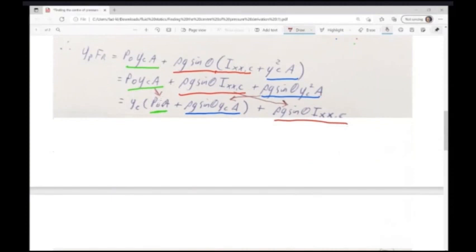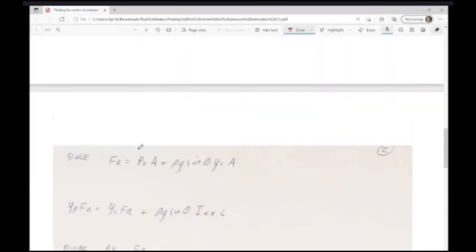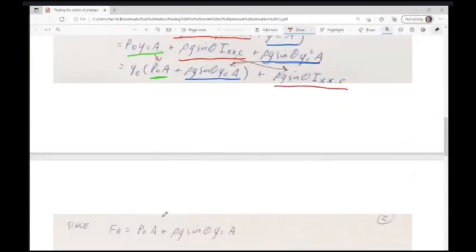Now this here, P0a plus rho g sine theta yca, hopefully that looks familiar to you, because that actually is FR. We've shown before that that is the total force. The next stage.